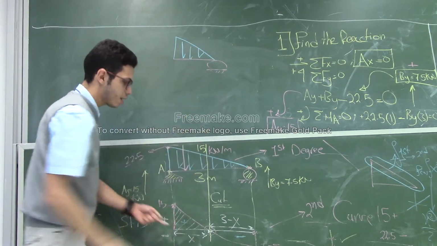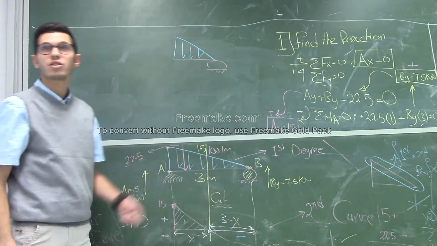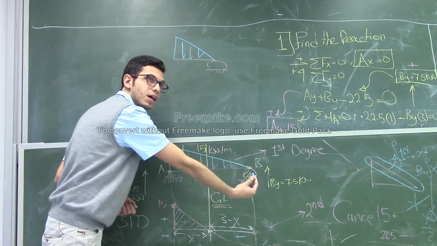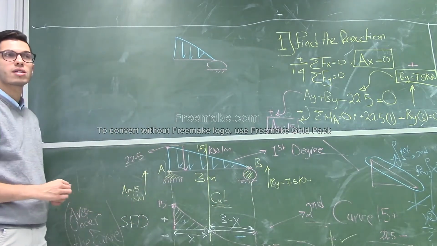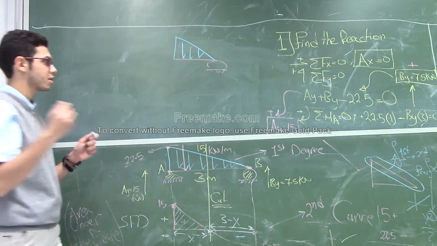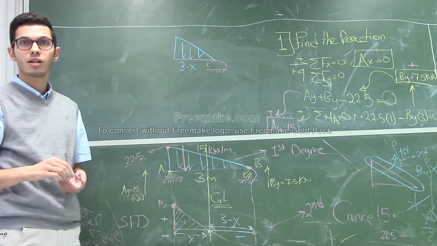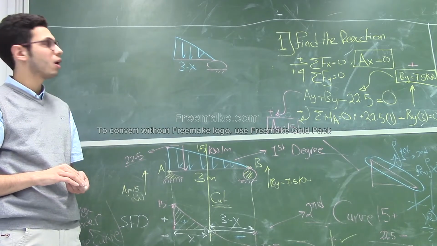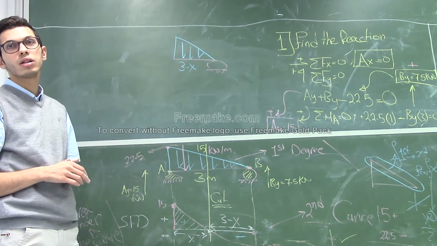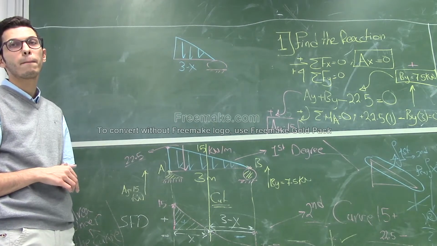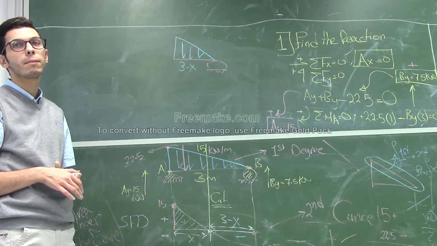And this distance is equal to 3 minus x, because I made the cut here. On the right side, it's 3 minus x. On the left side, it's x. It's 3 minus x times half, which is equal to 22.5. Then you can find x.